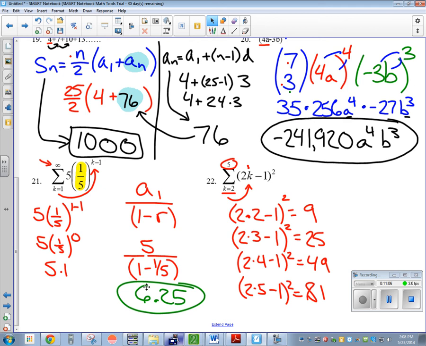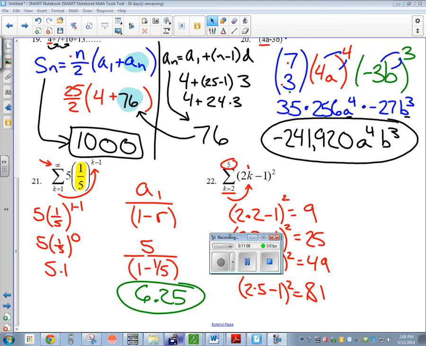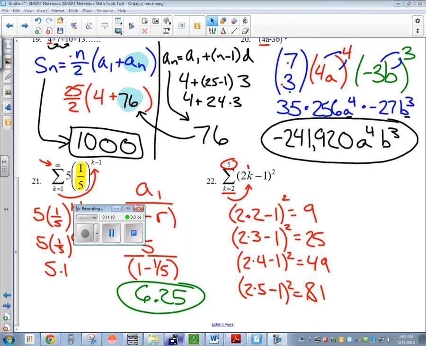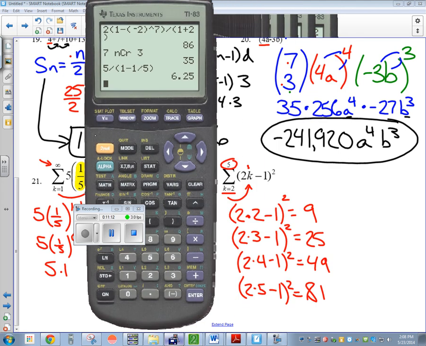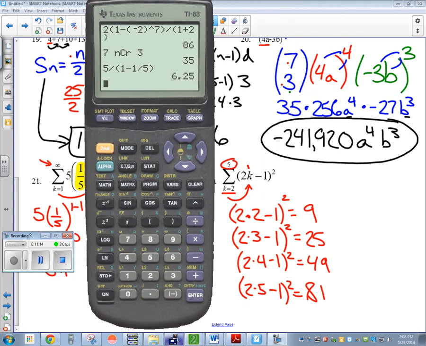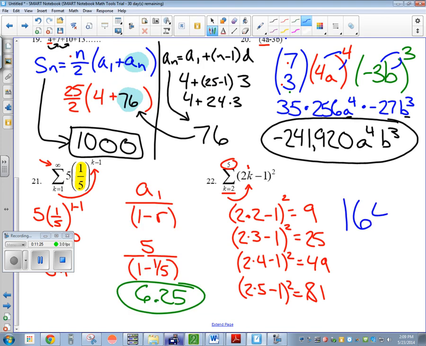That is not my answer. Again, you've got the sigma sign. Sigma means find the sum. So in my calculator, I'm going to find the sum. I'm going to take 9 plus 25 plus 49 plus 81. There is my sum. 164. Done.